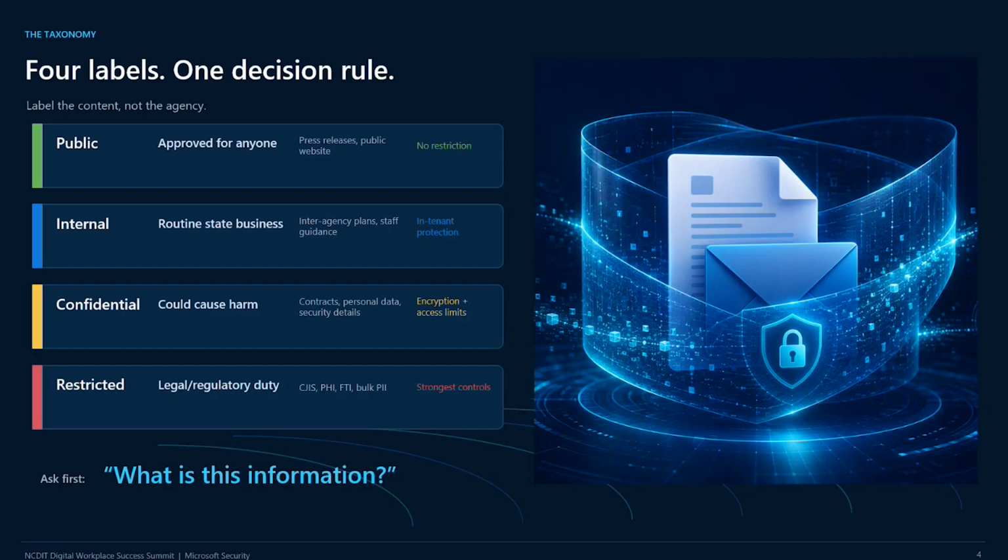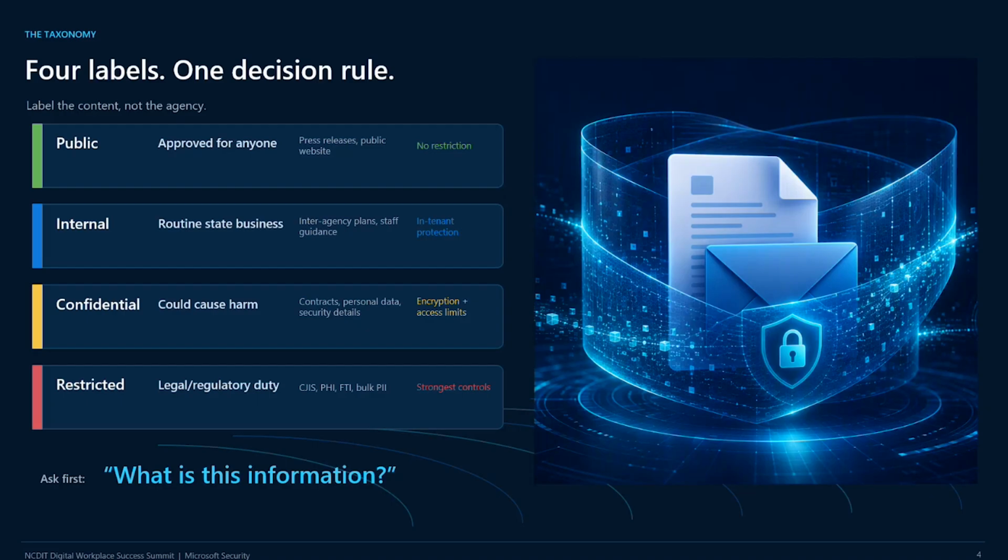Your third category, confidential information. And this is more serious. This is information that could cause harm if it's exposed or misused. So think about contracts or personal data or security details as some of the examples for confidential data. You want to make sure that you're putting that label on when you're dealing with that type of data, because there are going to be extra controls that come with that.